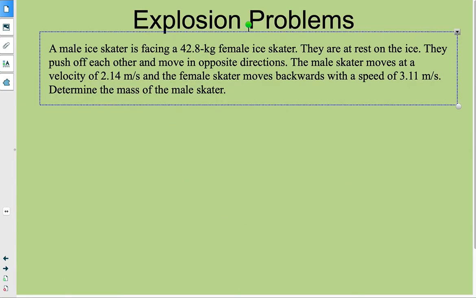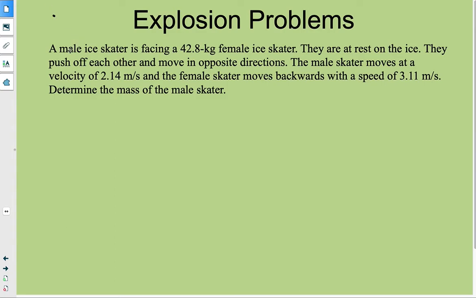So let's look at this problem. This is another explosion problem. So I have two ice skaters. I have a male ice skater facing a 42.8 kilogram female ice skater. So I'm going to draw, not the best artist on the planet, but here's my two ice skaters. One of them has long crazy hair. I don't know which. We'll make it the girl. So her mass is 42.8 kilograms.